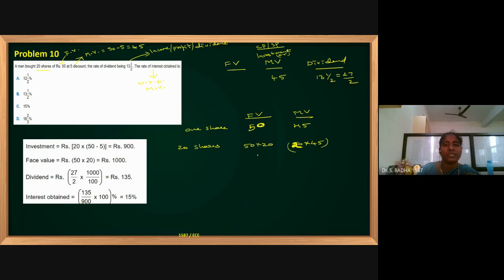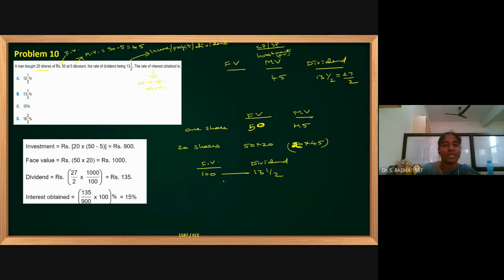Next, dividend. We have to calculate dividend. Dividend 13 1 by 2 is for 100 face value. Dividend is always with respect to 100. This is the dividend or profit.